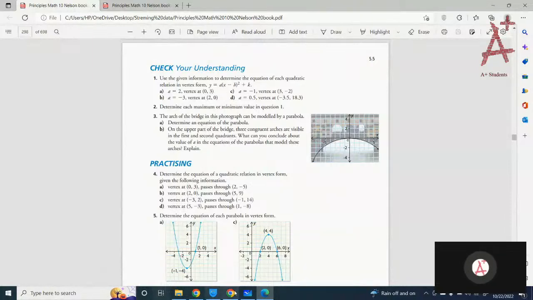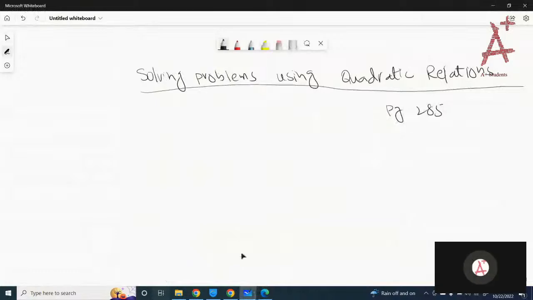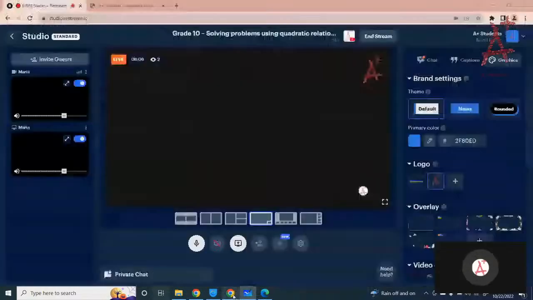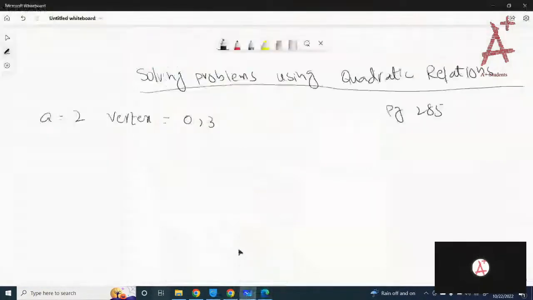Okay, let's start with part a. a equals 2 and vertex equals (0, 3). You have to write the equation in the form y equals a times (x minus h) whole squared plus k.